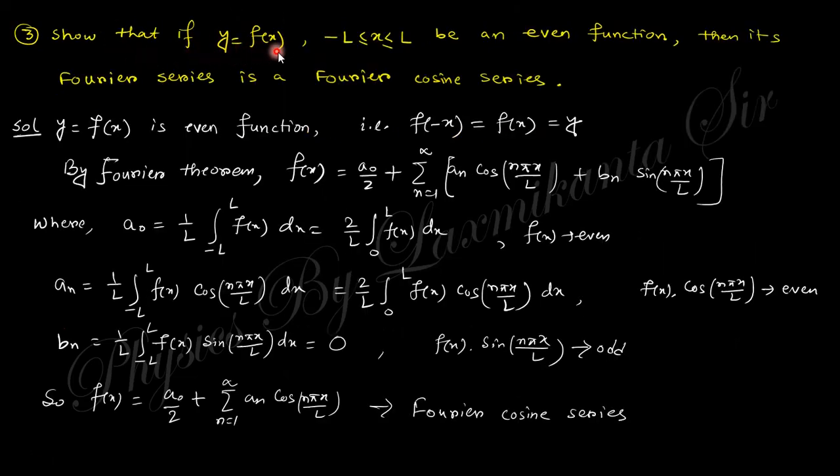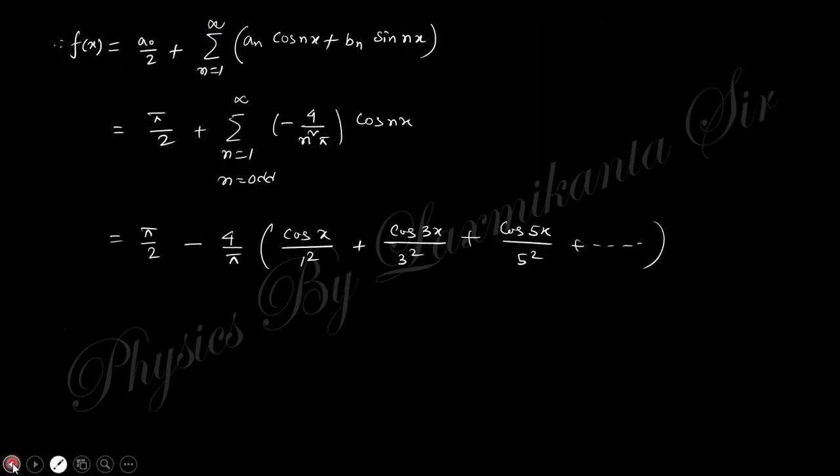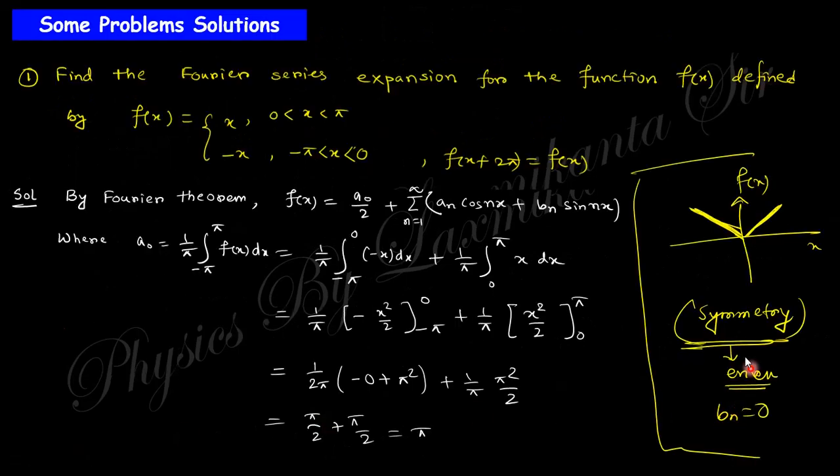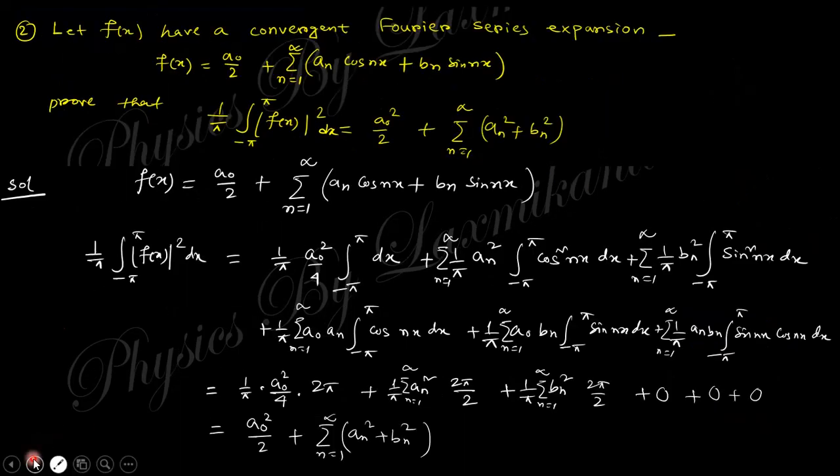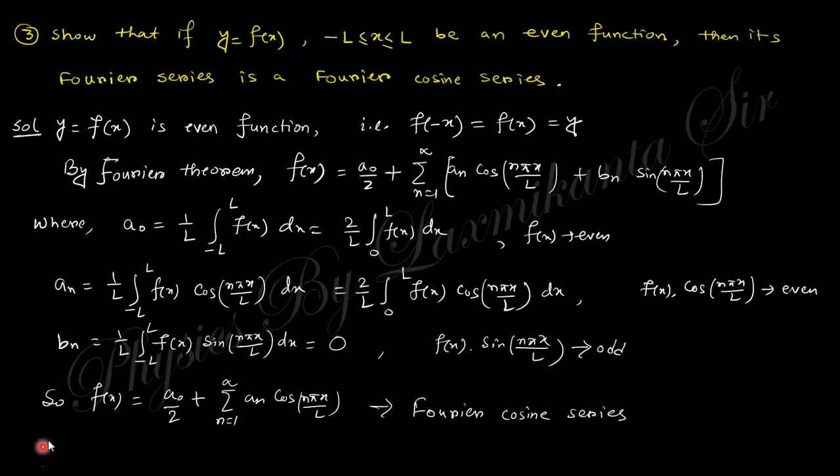So y equal to f of x, where the limit is minus L to plus L, is an even function, then its Fourier series is a cosine series. So this is a proof. I'm just saying that for an even function, bn equals 0, there is no sine function. This needs to be proved. Okay, no problem. So take an even function, so f of minus x equals f of x. This Fourier series expansion is like that, so a0 equals like that, and an equals, you can say this is an even function, and this is also an even function, so the total is an even function. Since the total is an even function, you can write down this thing.